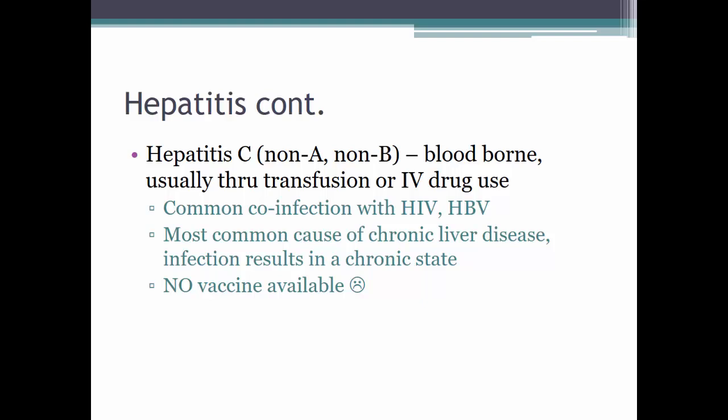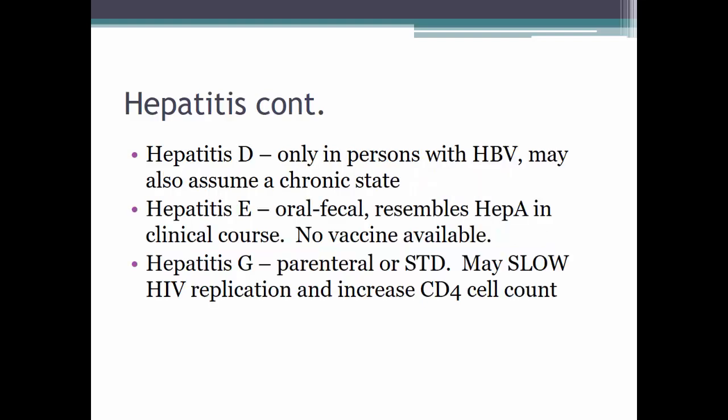Hepatitis C, also called non-A, non-B, is also blood-borne, usually through transfusion or IV drug abuse. There is co-infection with HIV and hepatitis B virus as well. It also leads to chronic liver disease. There's no vaccination available. In addition, there's hepatitis D, E, and G.